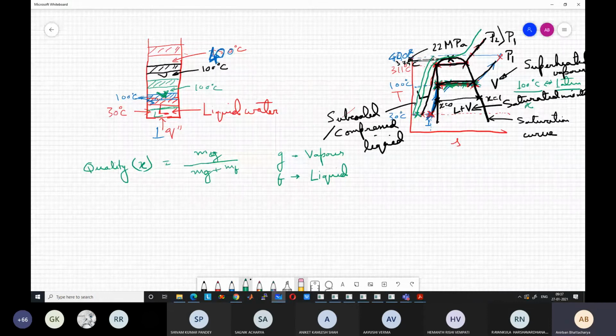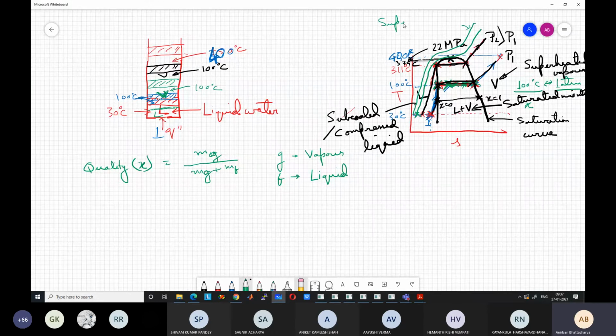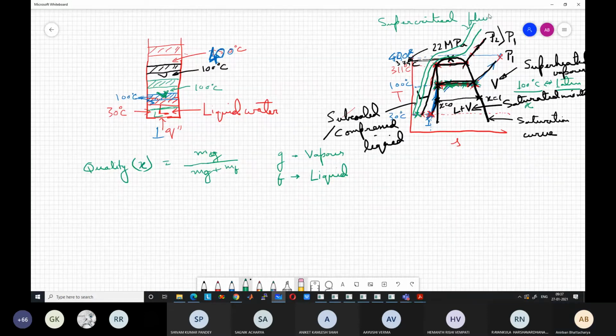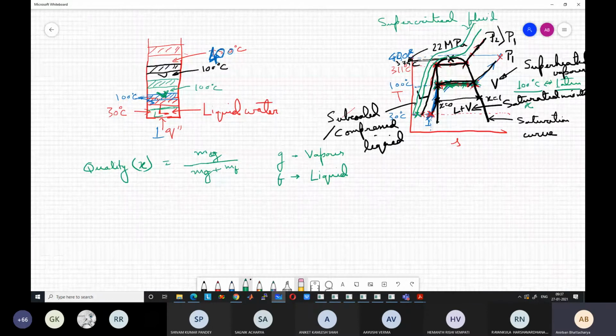These fluids, these green lines, are known as supercritical fluids. It means that the fluid is beyond the critical point. Supercritical fluid is the correct term to use here. Sometimes in the books you will see that for the supercritical fluid they call it liquid if the temperature is less than the critical temperature and vapor if the temperature is more than the critical temperature, but that is not the correct terminology. You should not use that.